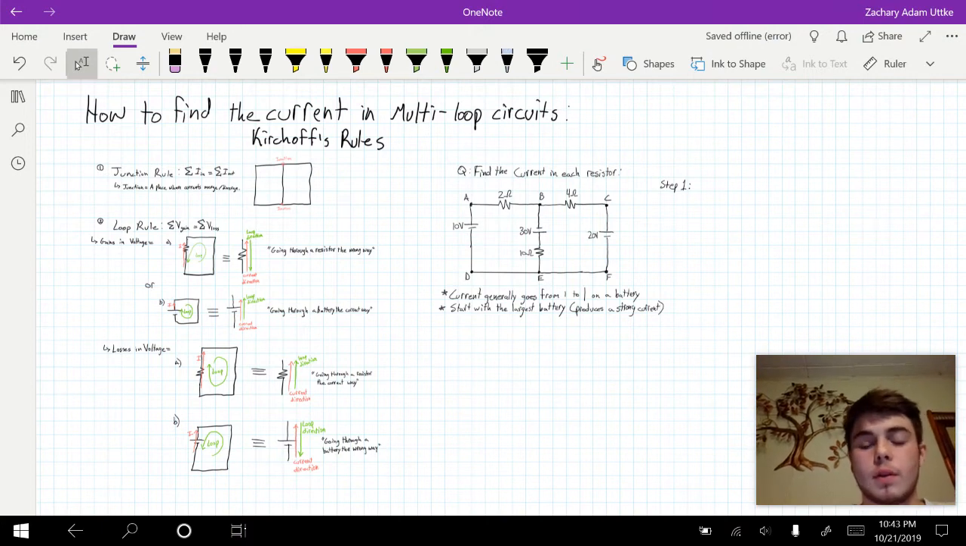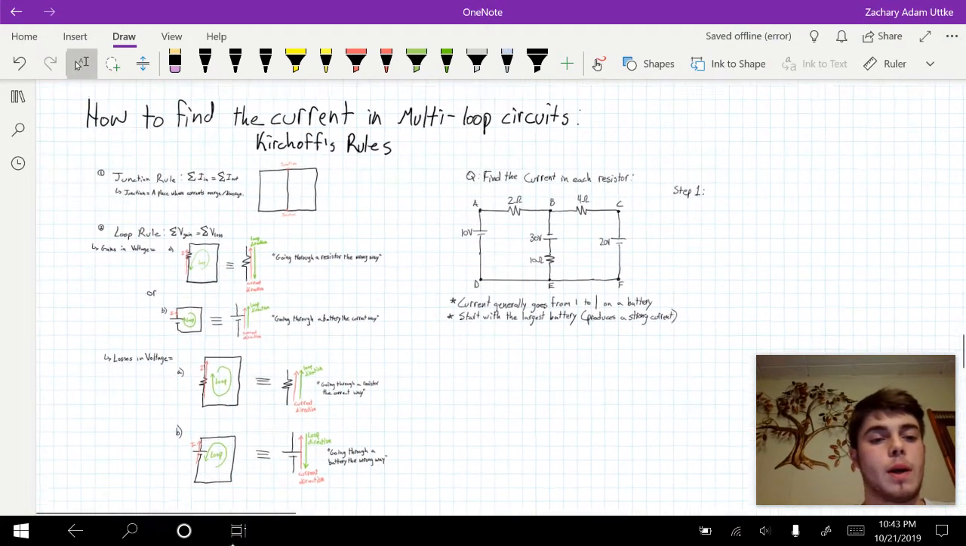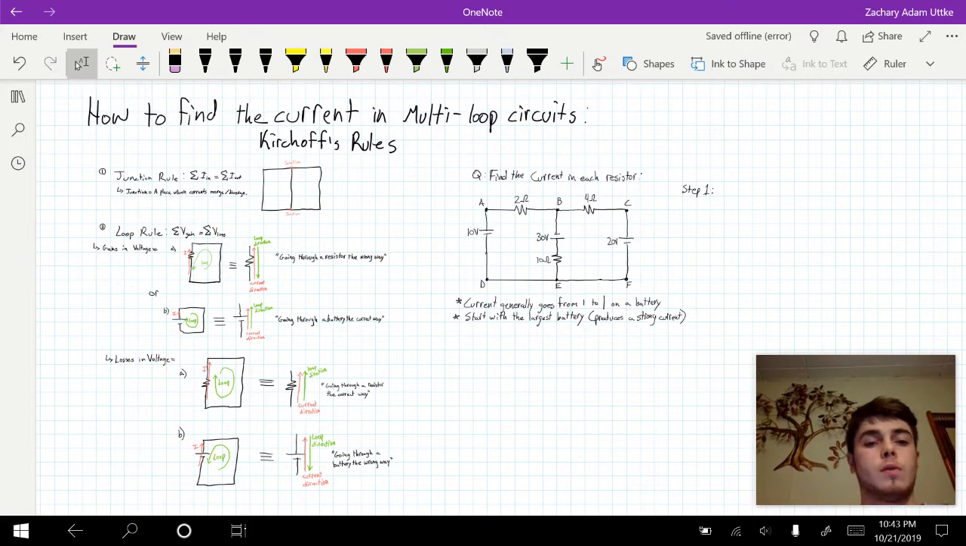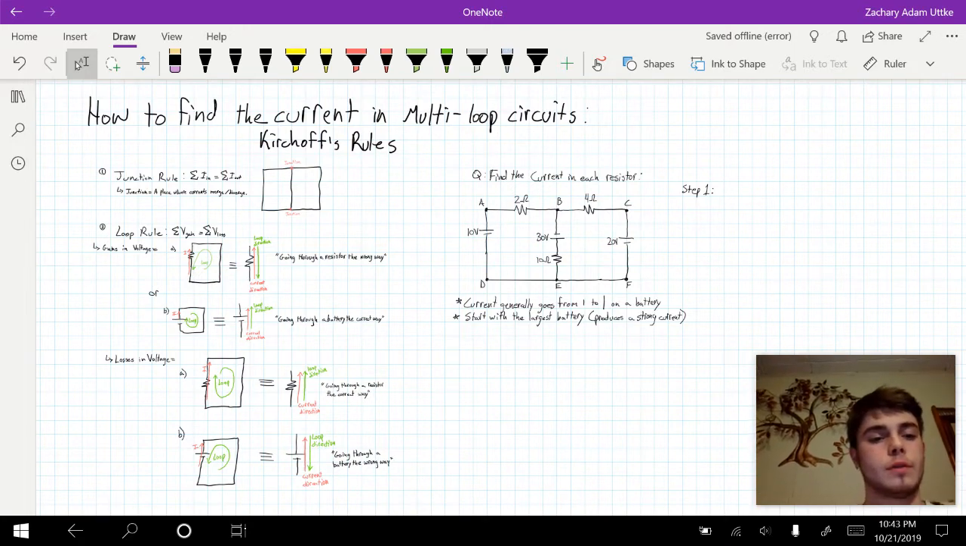Hello everyone. Today we're going to look at a problem of how to find the current in each resistor of a multi-loop circuit. And we're going to do that through using Kirchhoff's rules.